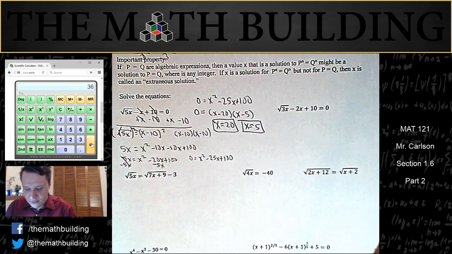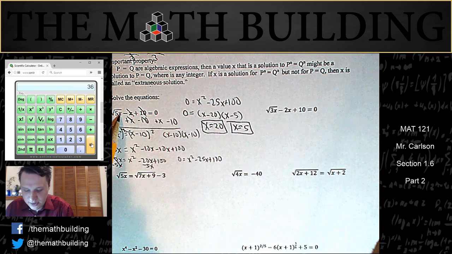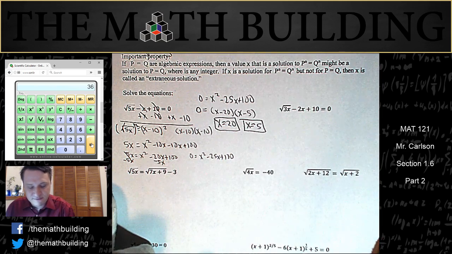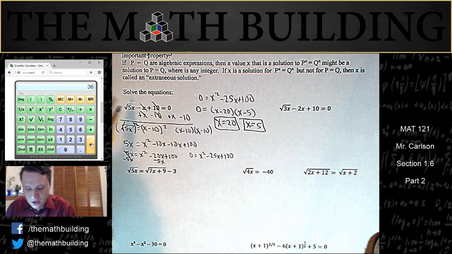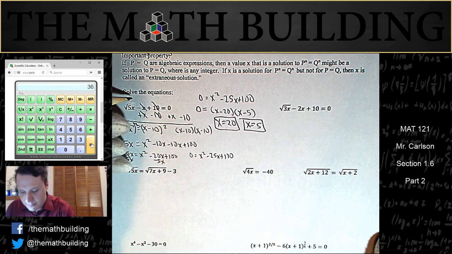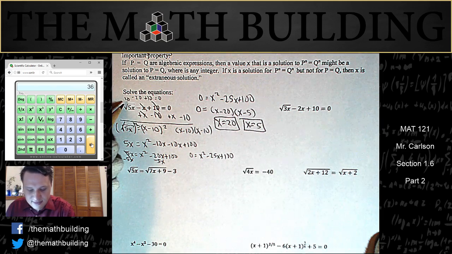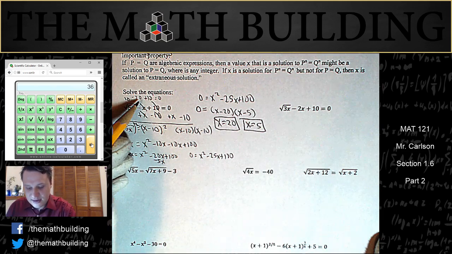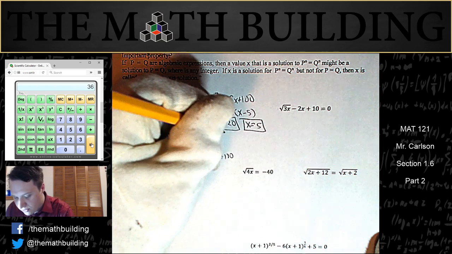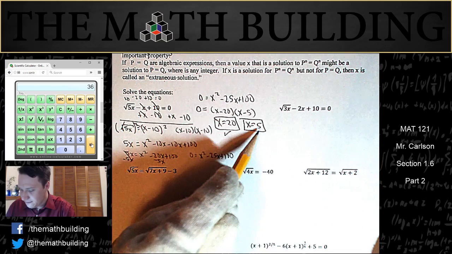So let's try it out. We need to check our answers to make sure that they work. So let's plug in 20 right here. I get 5 times 20 is 100. The square root of 100 is 10. Minus 20 plus 10. Is that equal to 0? 10 minus 20 is negative 10. Negative 10 plus 10 is 0. So yes, that works.